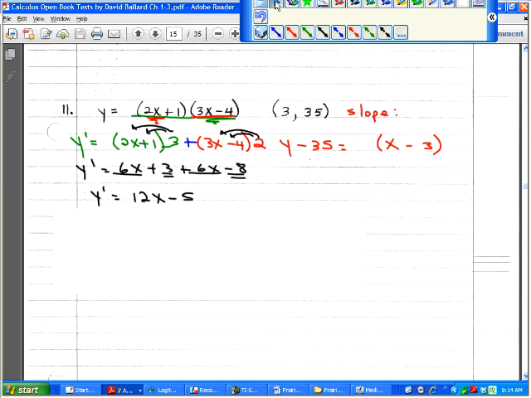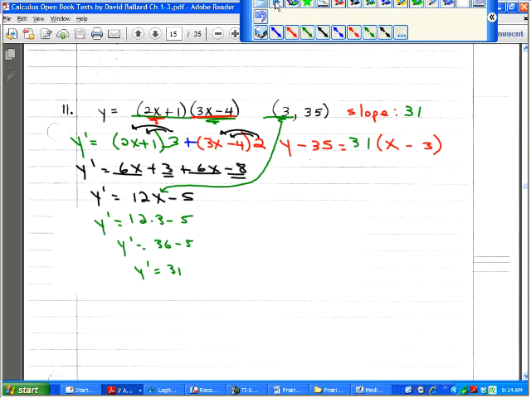Okay. So we want the slope at the point 3, 5. So we're going to take the x of that point and plug it into our equation for slope. The derivative gives us the equation for the slope of the tangent line at any point. We plug in the x of the point, 3. We're going to get 12 times 3 minus 5. So y prime is 36 minus 5. So y prime is 31. So the slope of the tangent line at that point is 31.